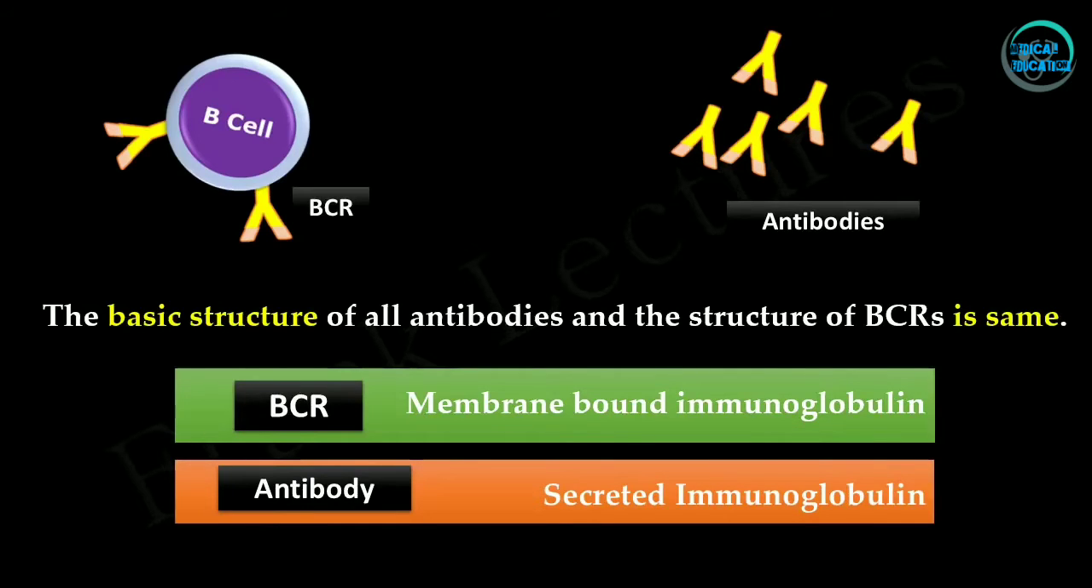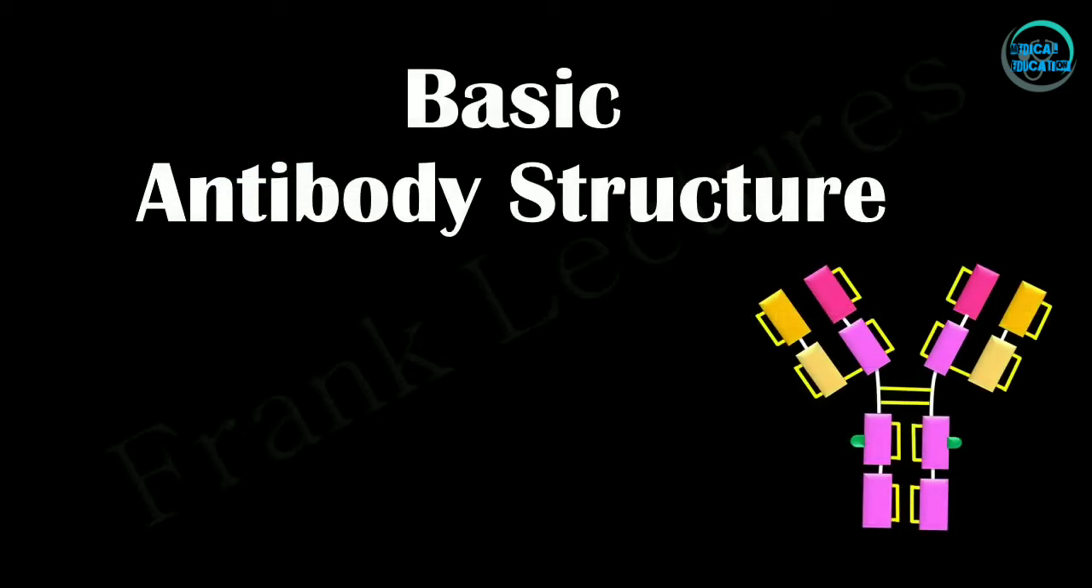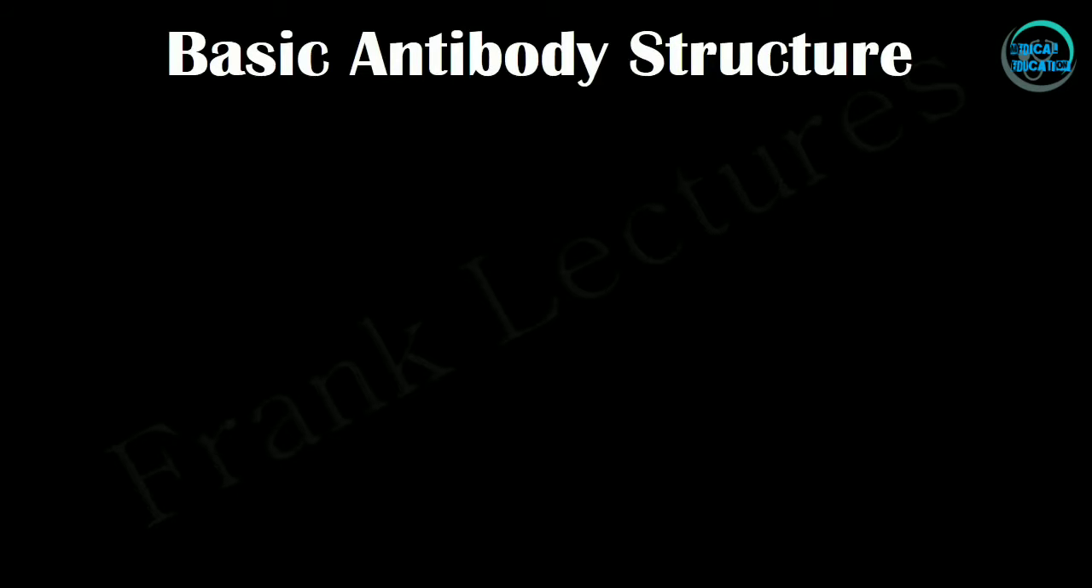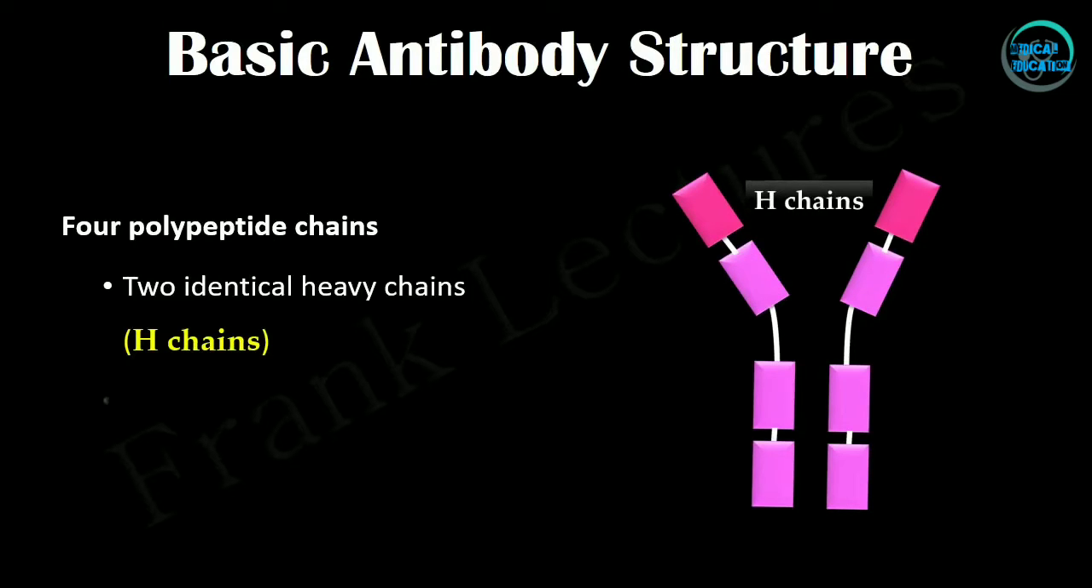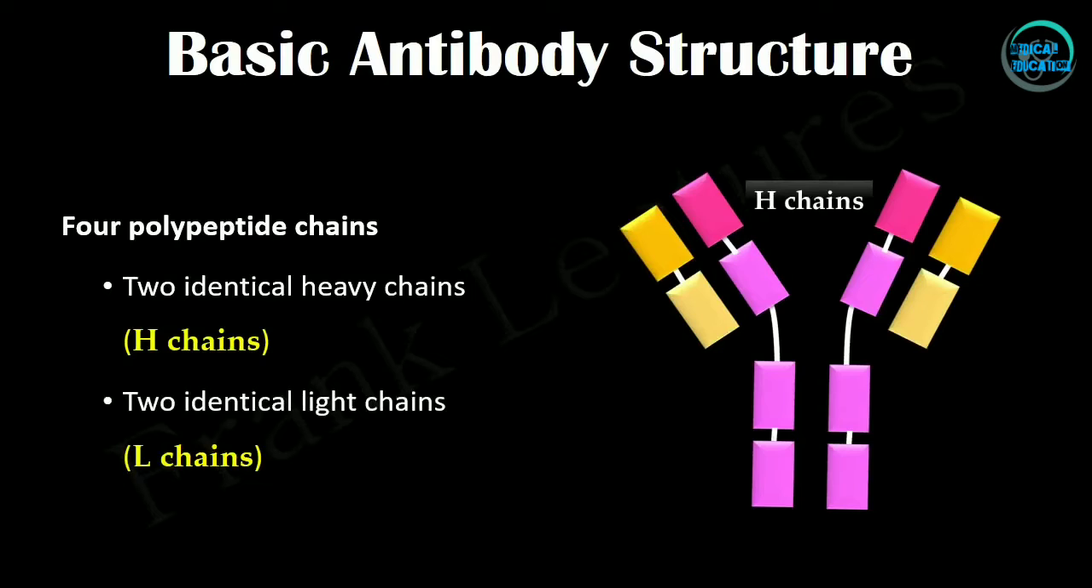Let us now study the basic antibody structure. All antibodies have the same core structure. It consists of 4 polypeptide chains: 2 identical heavy chains designated as H chains, and 2 identical light chains designated as L chains. As you can see here, heavy chains are the longer ones and light chains are the shorter ones. The term heavy and light refers to their molecular weights. Heavy chains have more molecular weight than light chains.